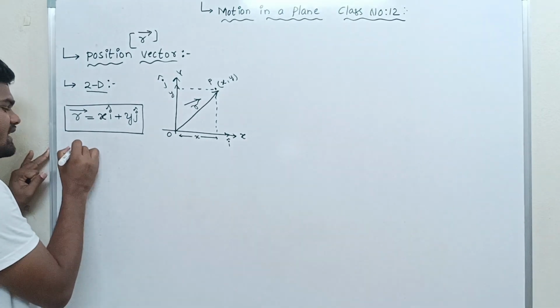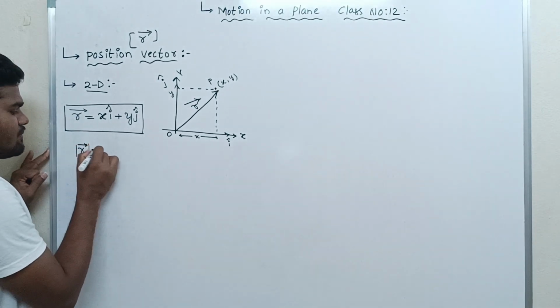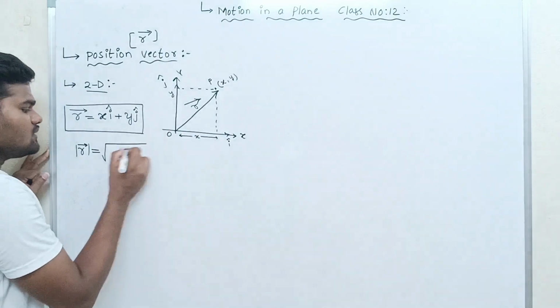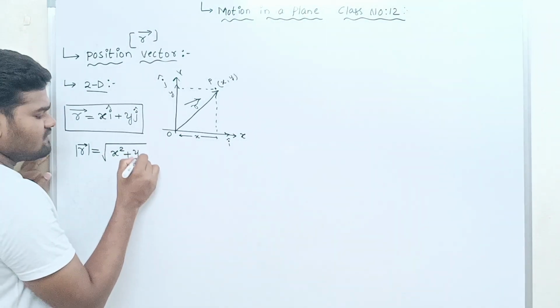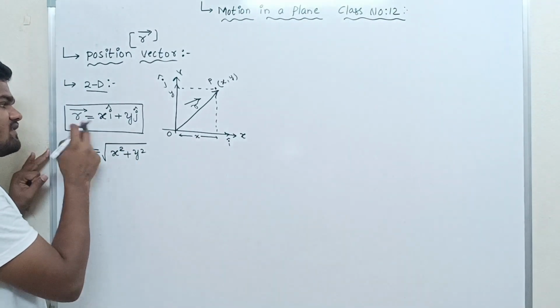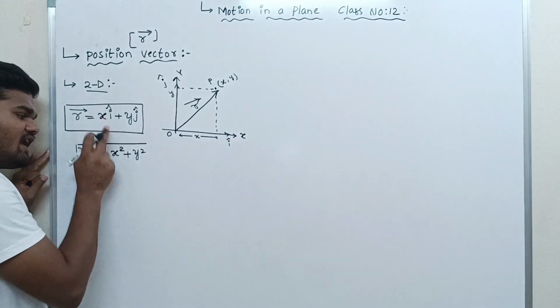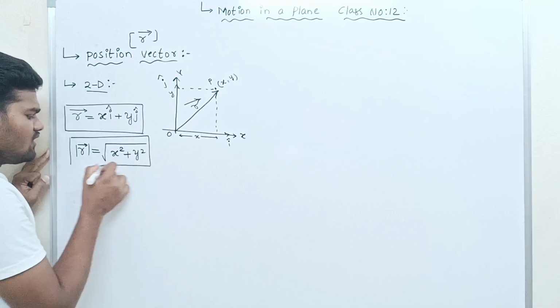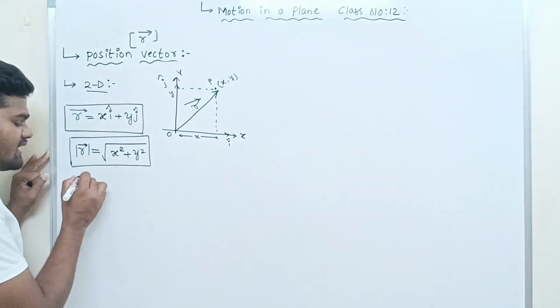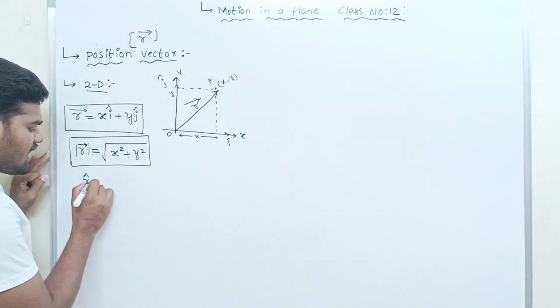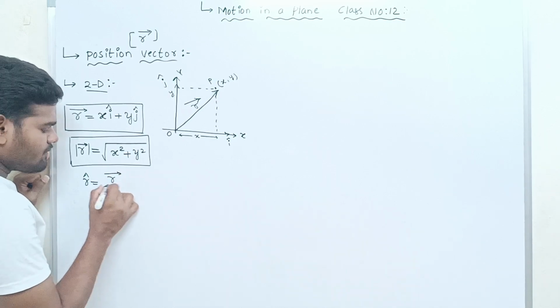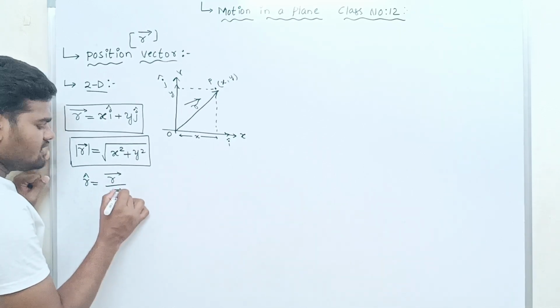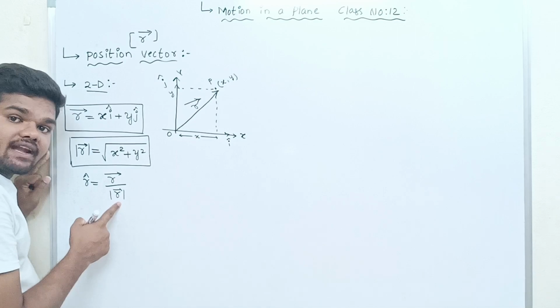If you want to find the magnitude of the r bar vector, the magnitude of r bar is equal to the square root of x square plus y square. That is, the magnitude of a given vector is the square root of the square of the coefficient of i cap plus the square of the coefficient of j cap. If you want to find the unit vector, what is the formula? r cap equals r bar by the magnitude of r bar.